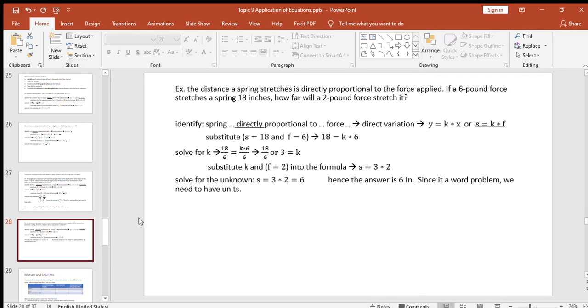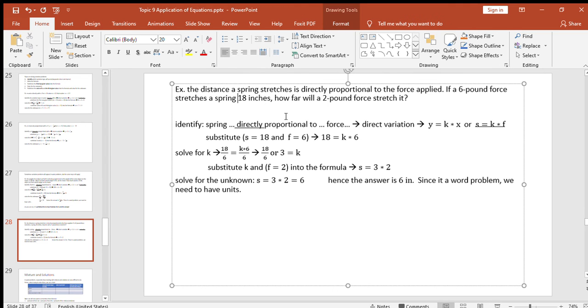I have two questions of the same thing, so let's try another example. The distance a spring stretches is directly proportional to the force applied. If a 6-pound force stretches a spring 18 inches, how far will a 2-pound force stretch it?